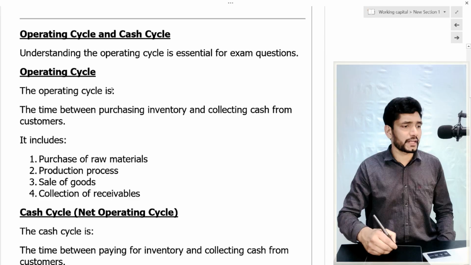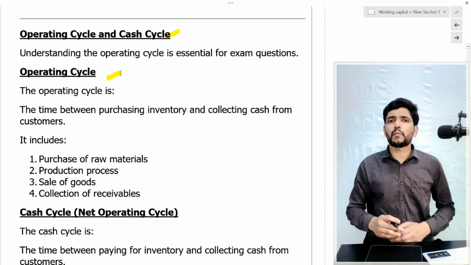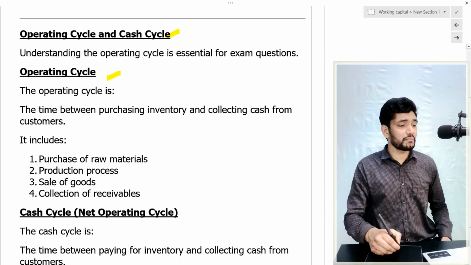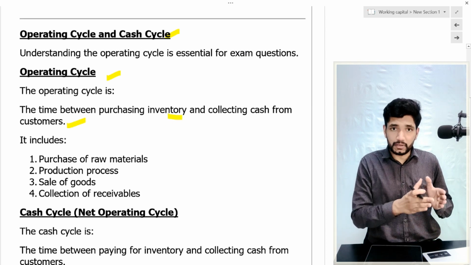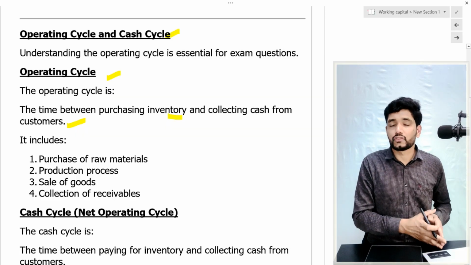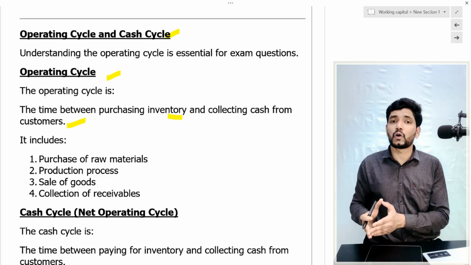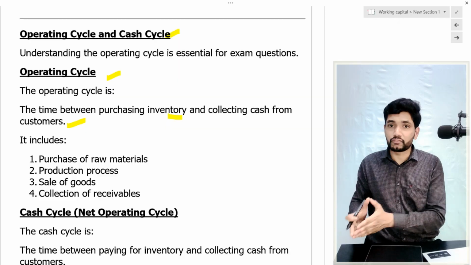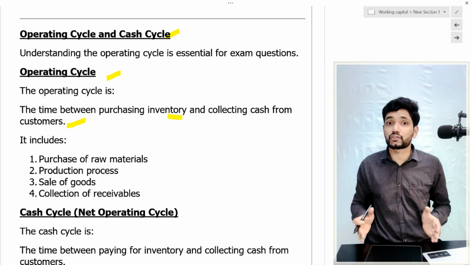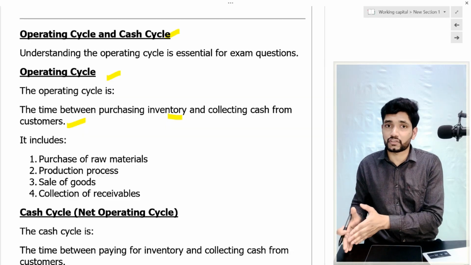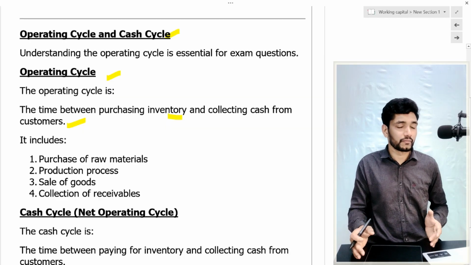Then let's move into operating cycle and cash cycle. Operating cycle simply means the time between purchasing inventory and collecting cash from the customers. Suppose I purchase some material today, so today is my day 1, and I sell this material on the 15th day. So it takes 15 days to sell my material, and I take another 20 days to collect the receivables from the customer. So this 15 plus 20, 35 days, is my operating cycle.